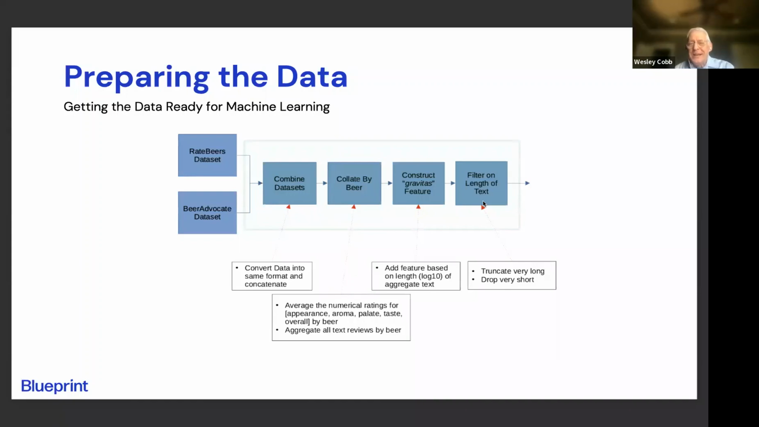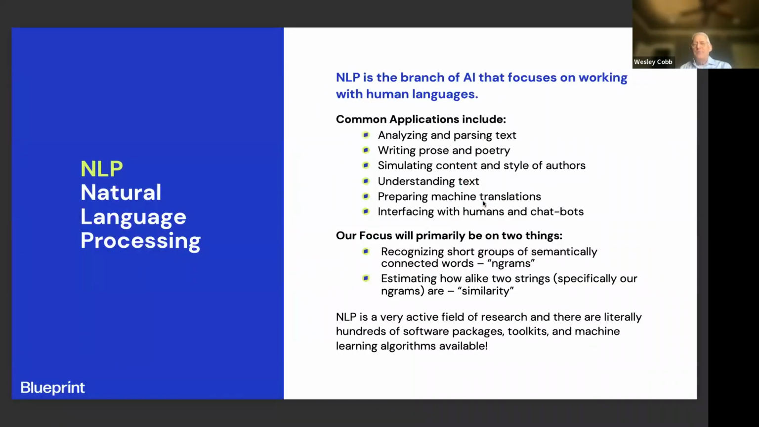So how do we start doing that? Well, one of the things that we're going to talk about is natural language processing. We're going to be wanting to look at this text that the users are going to be writing. So we have to go to a branch of artificial intelligence that focuses on dealing with text and language in general. Natural language processing is that branch of AI that focuses on working with human languages.